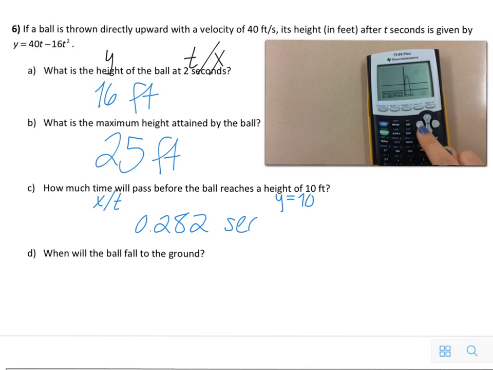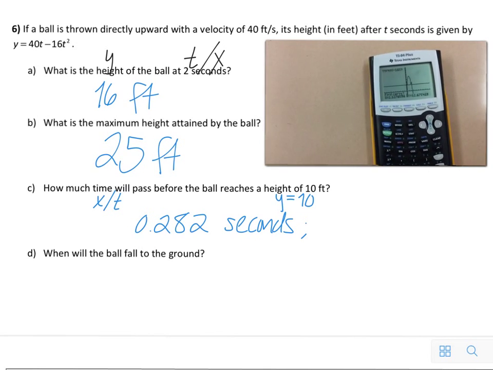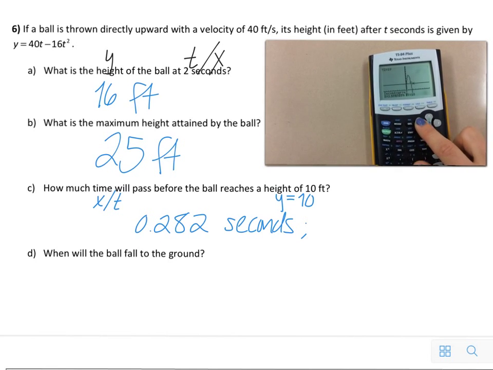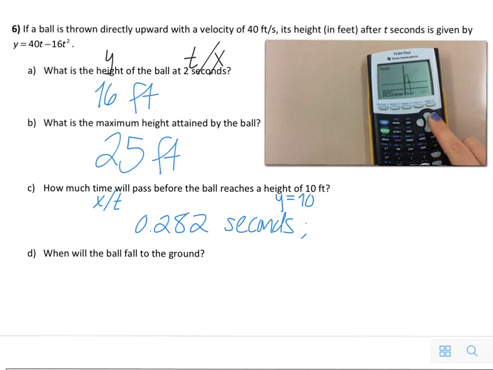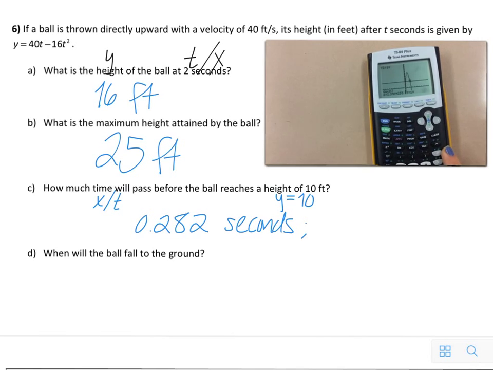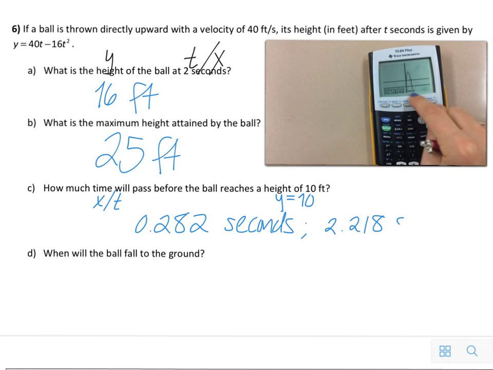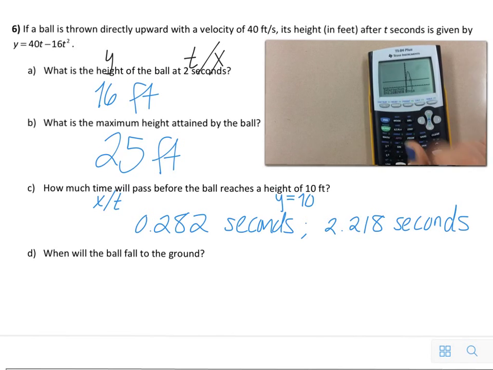Then we're going to do this again. So we're going to go second, calculate, intersect, and now we want to go over to the other point of intersection. So I'm on the parabola. I'm going to press enter. Now I'm on the y equals 10 line, and I'm going to press enter. And now I'm going to guess as close to that intersection as possible and press enter. So my second time where they intersect, or where y equals 10, we're going to be at 2.218 seconds.